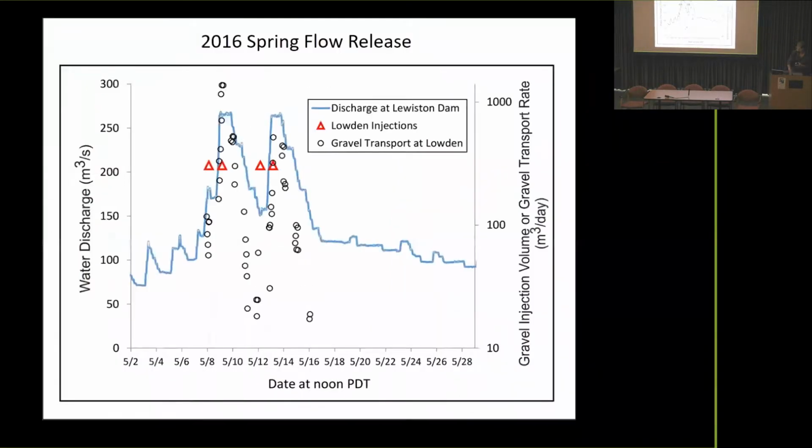Nowadays, this is what we released in 2016, that blue line. So we had a couple of peaks. We're not as tightly tied to those ROD hydrographs as we used to be, a lot more flexible, and we're looking at a lot of things, fortunately.